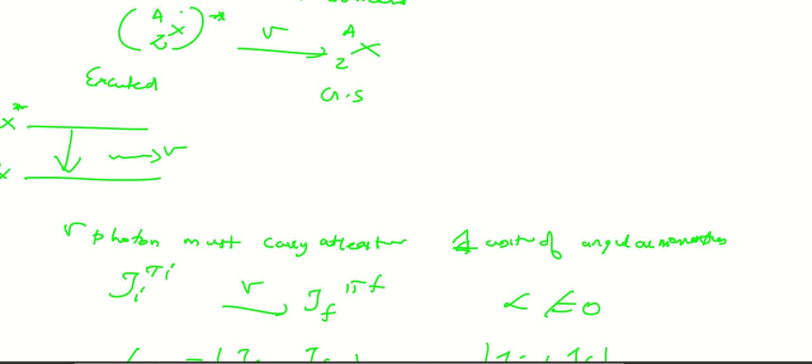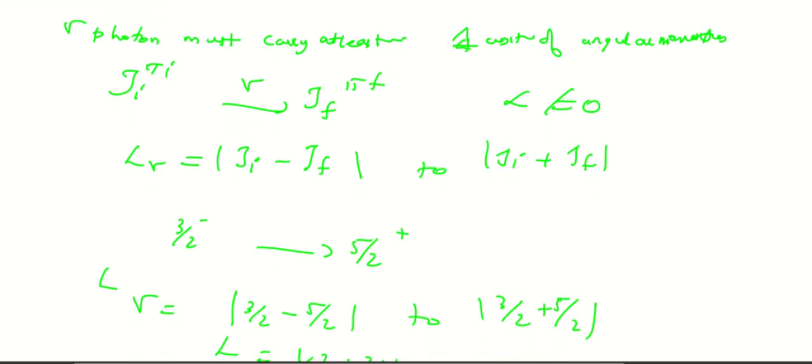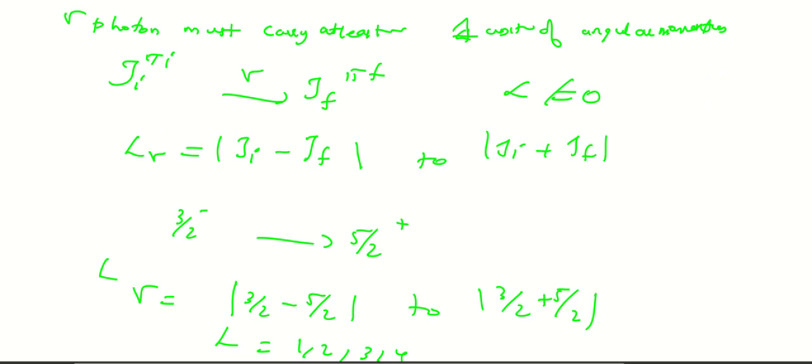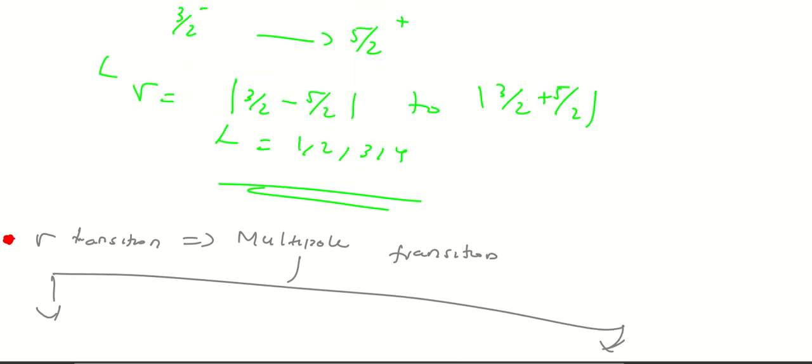When we consider Ji pi i as the initial state and Jf pi f as the final state, with a gamma emission, there is some angular momentum, ranging from Ji minus Jf to Ji plus Jf. So when we consider 3 by 2 minus and 5 by 2 plus, the possibilities range from 3 by 2 minus 5 by 2 to 3 by 2 plus 5 by 2. So 1, 2, 3, 4. So in the gamma transition, there are multiple transitions.